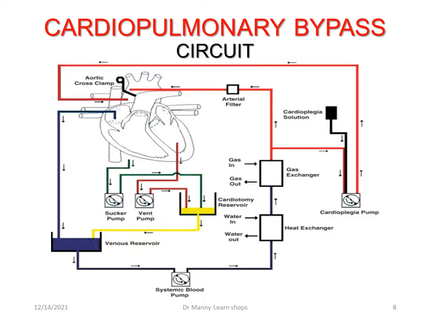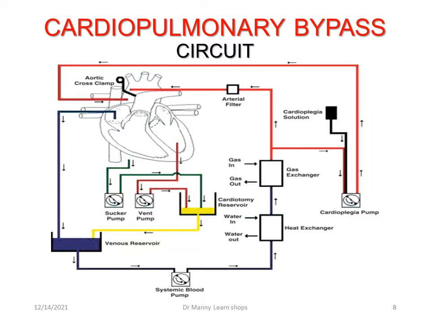The systemic blood pump is controlling how quickly blood is taken out of the circulation. There's also a suction pump, a venting pump, which keeps the heart essentially decompressed, empty of blood, no air, motionless.